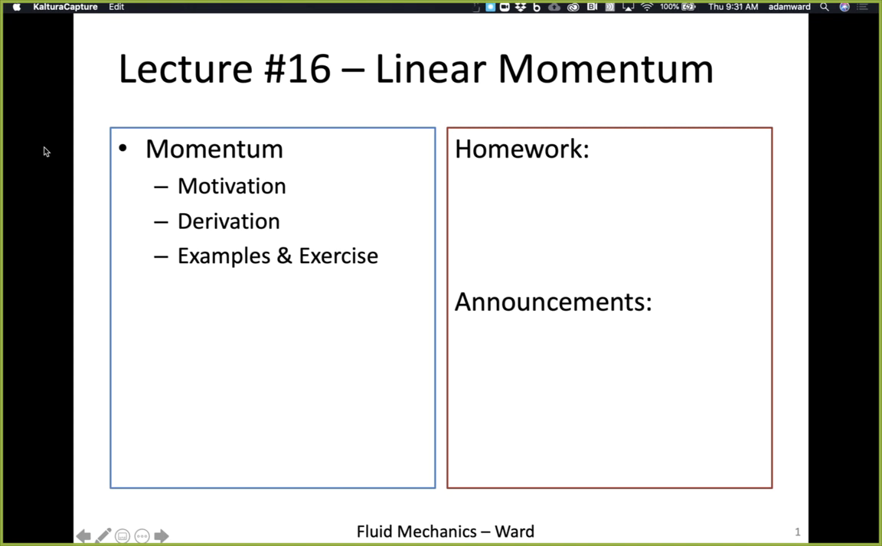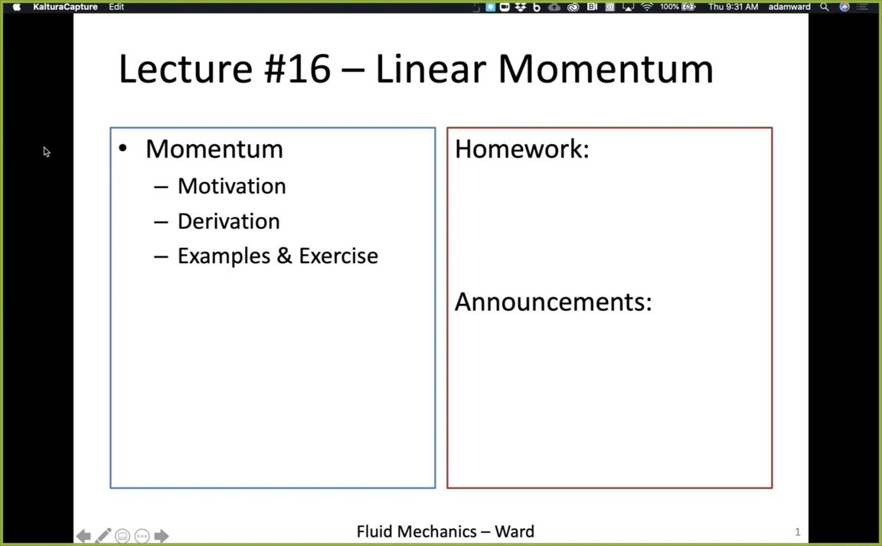Let's just reactivate where we're at. Last class we did energy grade lines and hydraulic grade lines, which was a visualization of the energy equation. You had some examples to work on yourselves, and I just posted the solutions for those in the Lecture 15 folder. And you've got a homework problem or two that involve HGLs and EGLs.